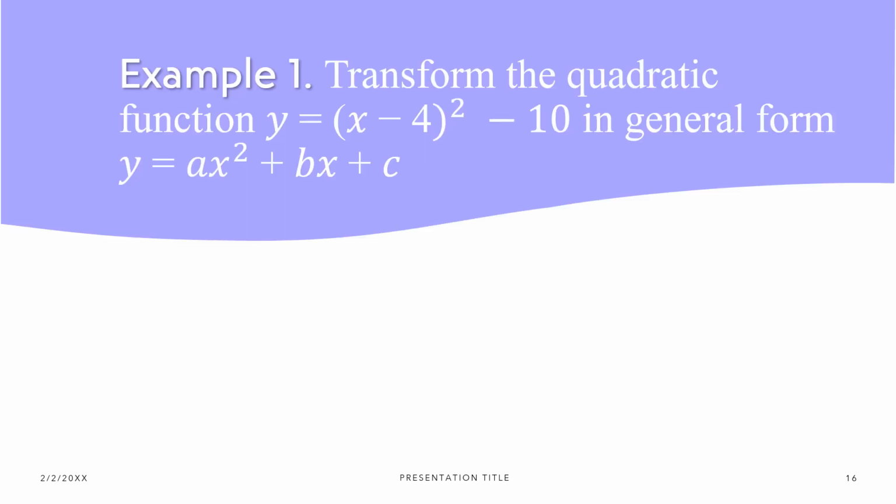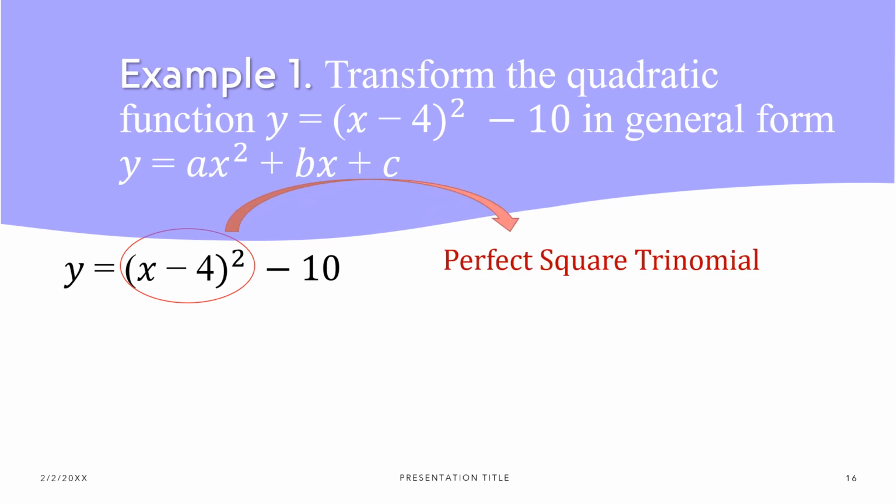Let us give an example. Example 1. Transform the quadratic function y is equal to the square of x minus 4 minus 10 in general form, y is equal to ax squared plus bx plus c. So, what we will do is express the square of x minus 4 as a perfect square trinomial. So, what is its perfect square trinomial? x squared minus 8x plus 16.